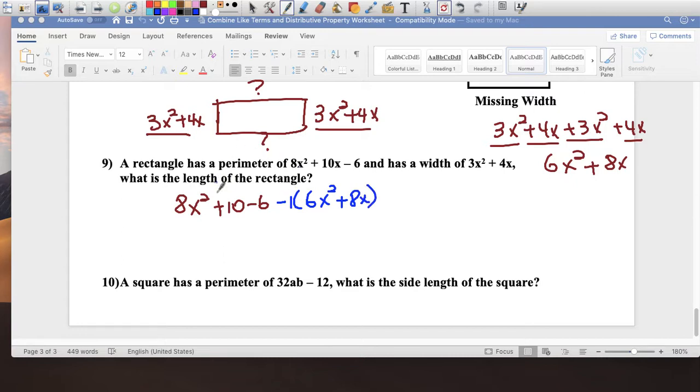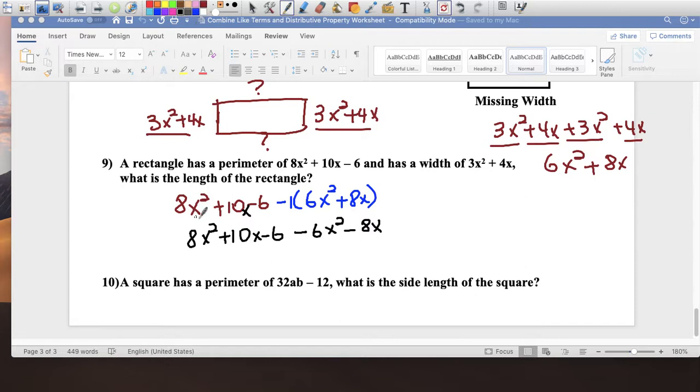Again, if you want to pretend there's a 1, make yourself comfortable, do it. This is 10x. Yeah, I forgot an x. 10x minus 6. Or you can just know that when you remove the parentheses, that 6x squared is going to come out as negative 6x squared. And that positive 8x is going to come out as negative 8x. Right? So can we combine like terms?